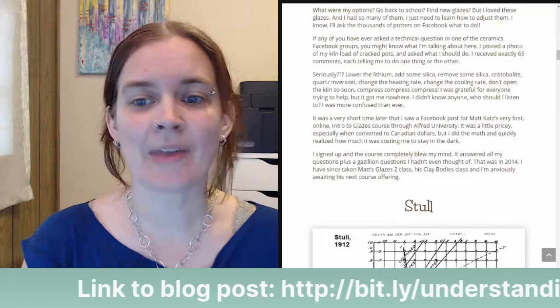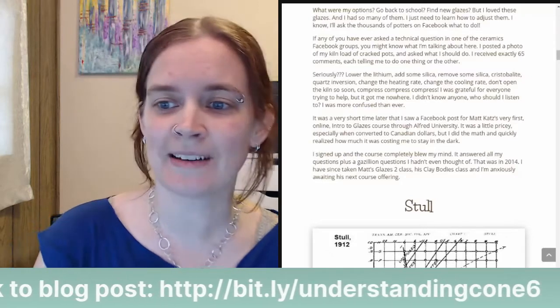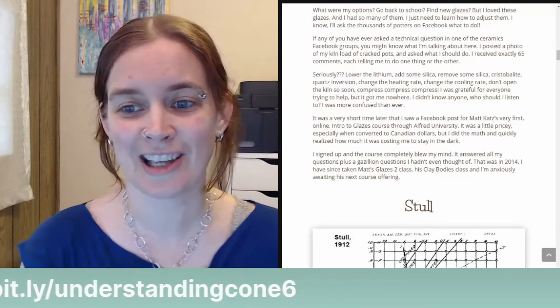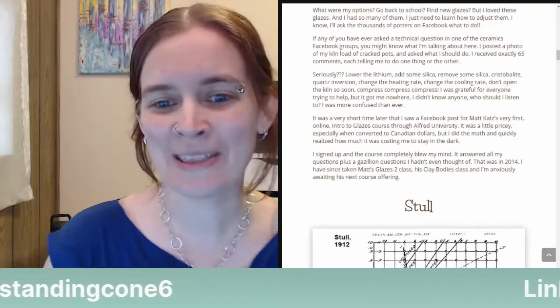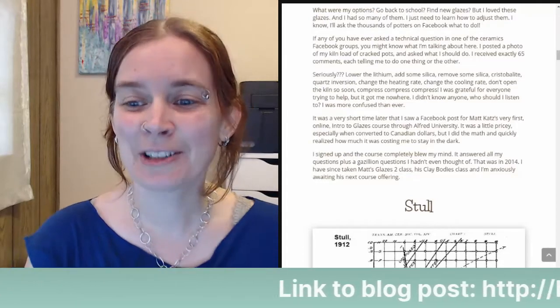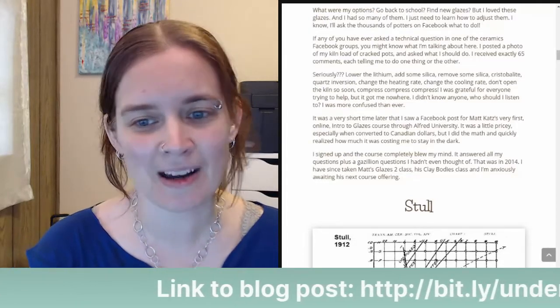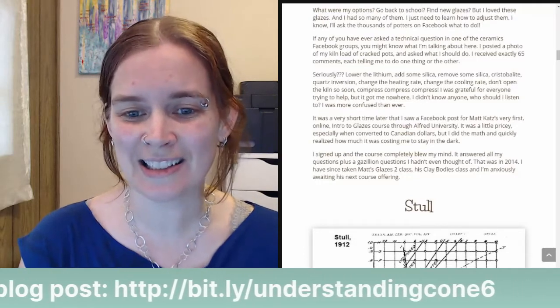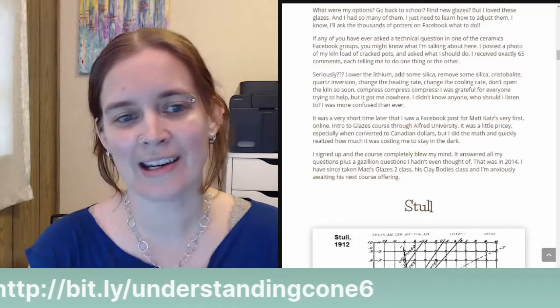lower the lithium, add some silica, remove some silica, cristobalite, quartz inversion, change the heating rate, change the cooling rate. Don't open the kiln so soon. Compress, compress, compress. I was grateful for everyone trying to help, but it got me nowhere. I didn't know anyone. Who should I listen to? I was more confused than ever.